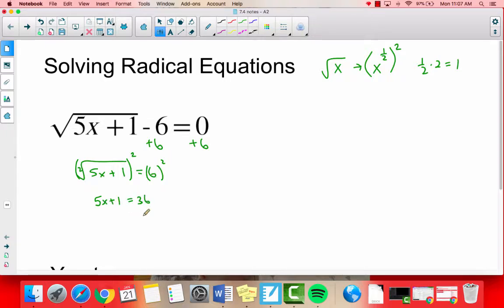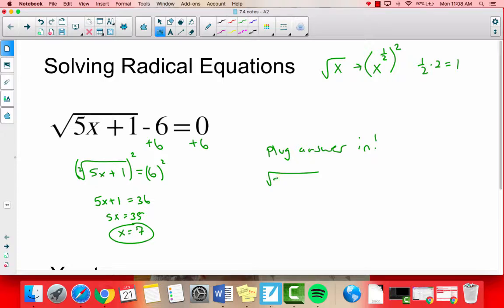And then from here, because we no longer have any radicals, we can just solve like normal. So subtract 1 over, we get 5x equals 35, and then divide by 5, we get x is equal to 7. And you always want to make sure you check your answer, so plug that back in and make sure that it works, because you could have what we call extraneous solutions, where maybe you get an answer but it doesn't actually work for the problem.